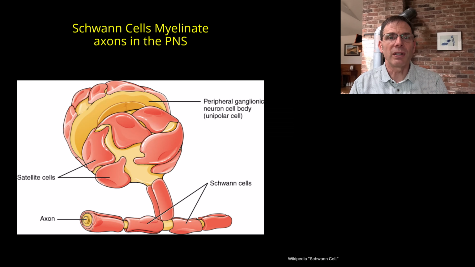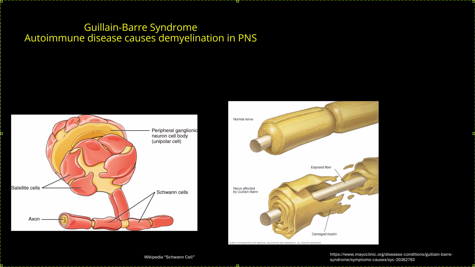In the peripheral nervous system, cells called Schwann cells form a myelin sheath by wrapping around the axon of a single neuron. When the immune system attacks myelination in the peripheral nervous system, it causes a disease called Guillain-Barré syndrome.